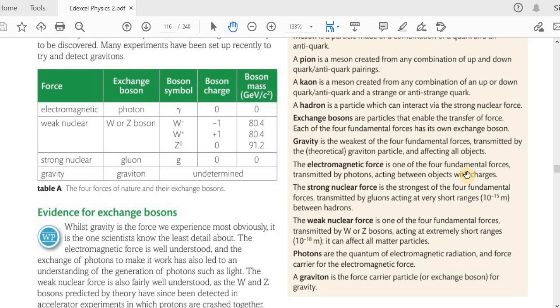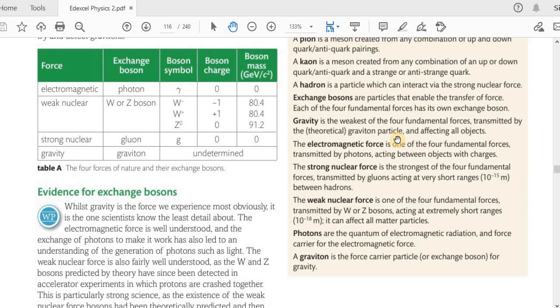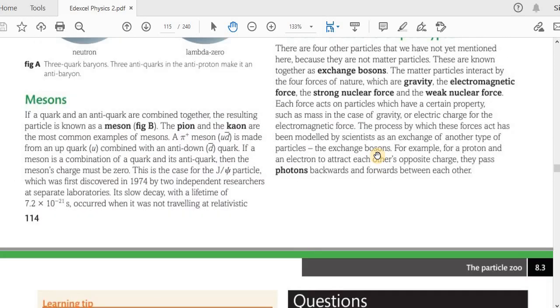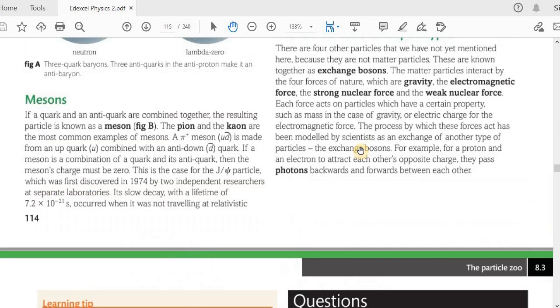Electromagnetic force, transmitted by photons. Okay, the strong nuclear force is the strongest of the 4 fundamental forces, transmitted by gluons acting at very short ranges, 10 to the power minus 15 meters, between hadrons. Now you saw what the four fundamental forces are: electromagnetic, gravity, strong nuclear force, and the weak nuclear force or weak interaction. Out of those four, the strong nuclear force is the strongest.